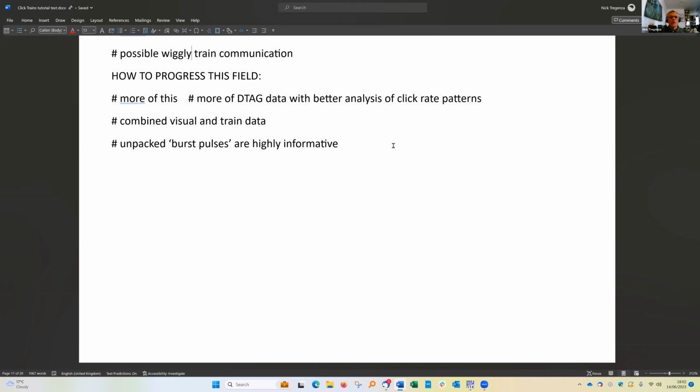I think what we're going to see is that the more social non-whistling species have got bigger repertoires of click rate modulation patterns. And finally, unpacked burst pulses, by which I mean burst pulses where we can see the click rate profile, are highly informative. Okay, so I'll stop sharing at that point, and we can deal with any questions.